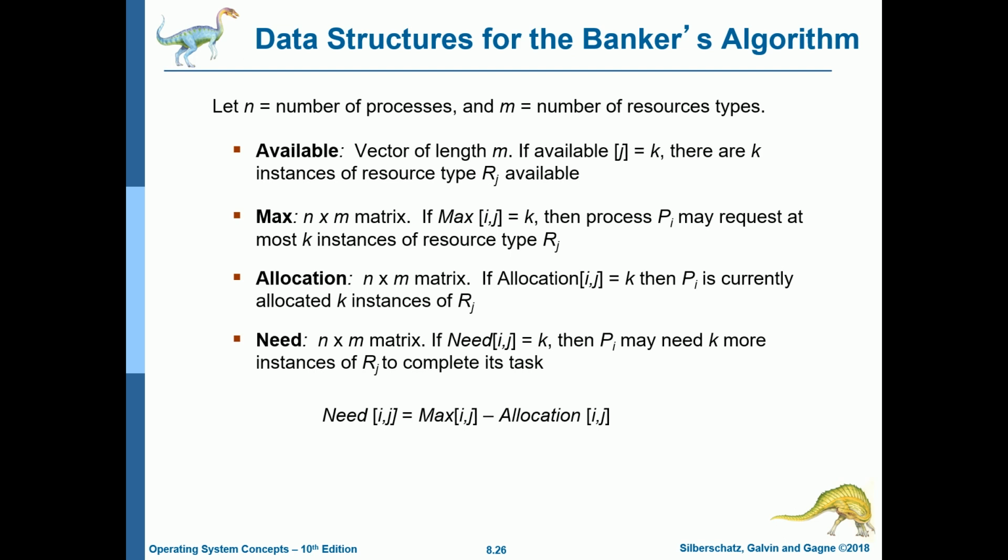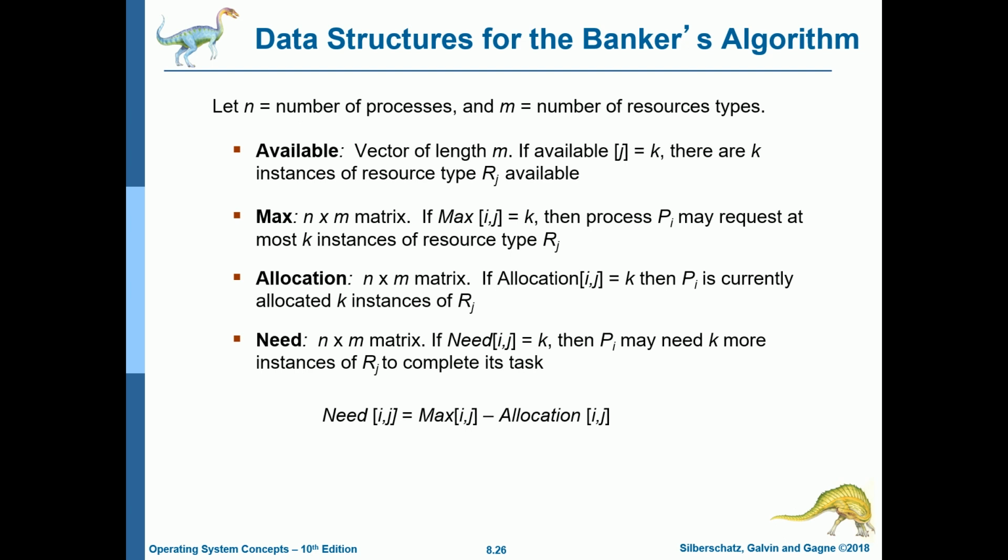Several data structures must be maintained in order to implement the banker's algorithm. These data structures encode the state of the resource allocation system. We need the following data structures, where N is the number of threads in the system and M is the number of resource types. First, we define the structure available. This is a vector of length M, indicating the number of available resources of each type. If available at index J equals K, then K instances of a resource type R sub J are available.